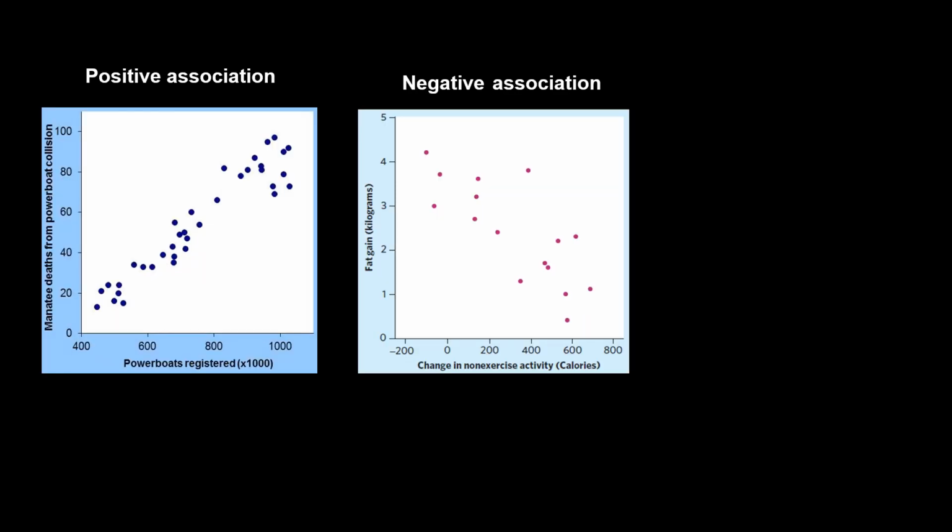When we talk about the direction, we can see whether it has a positive slope or a negative slope. If it has a positive slope, it is positively associated. If it has a negative slope, then it is negatively associated.